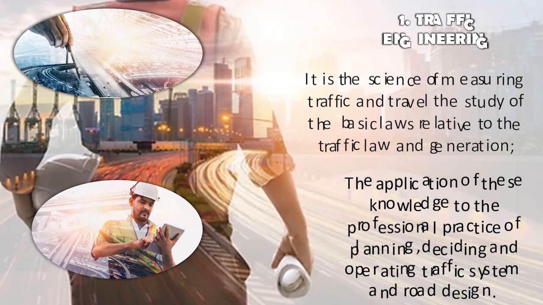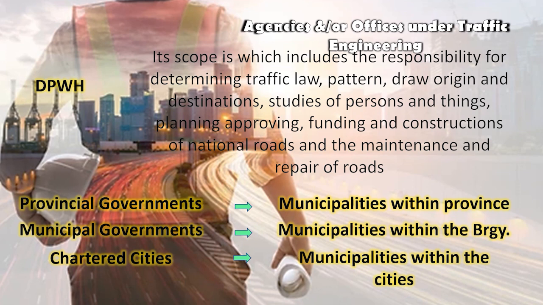These are the agencies or offices under the traffic engineering. We have DPWH, provincial governments, municipal governments, chartered cities. In DPWH, this includes the responsibility for determining traffic law, pattern, draw origin, and destinations, studies of persons and things, planning, approving, funding, and construction of national roads and maintenance and repair of roads.